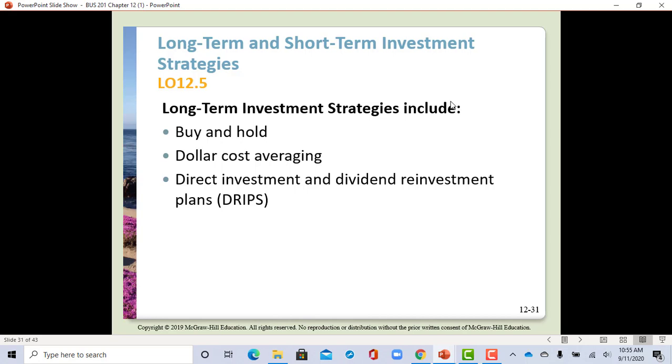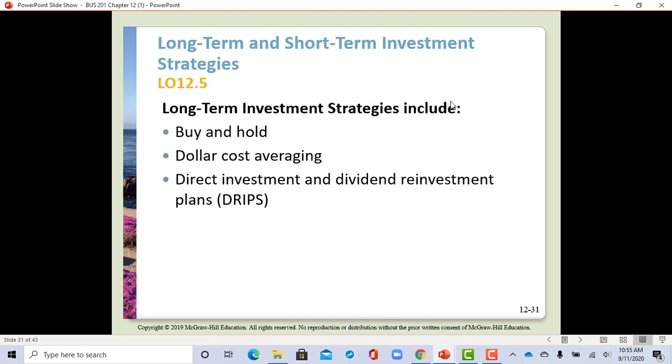Long-term and short-term investment strategies. So here's some long-term investment strategies. Buy and hold. So you buy stock and you just hold on to it until you retire or until you're at that goal that you're trying to reach. Dollar cost averaging, you invest in equal dollar amounts over time.